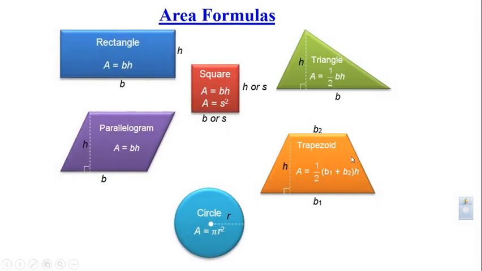Here are some formulas for areas of two-dimensional shapes. The rectangle is base times height or length times width. Square is base times height or length times width, or since the sides of a square are all the same, just multiply a side by itself. For a triangle, the most common formula is half base times height. Area is equal to half base times height. Parallelogram is base times height. Circle is pi times radius squared, and a trapezoid is half times the height multiplied by the sum of the bases. The bases are the lengths of the parallel sides of the trapezoid.